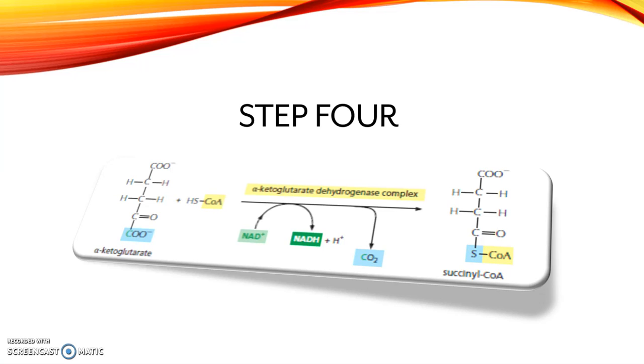In step 4, alpha-ketoglutarate is converted to the 4-carbon succinyl-CoA. A molecule of CO2 is removed, and NAD+ is reduced to NADH and H+ in the process. Alpha-ketoglutarate dehydrogenase catalyzes this reaction.